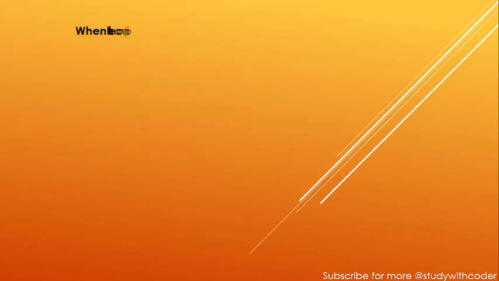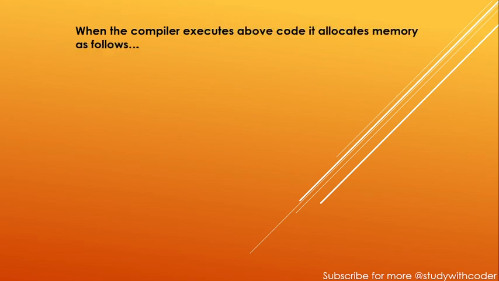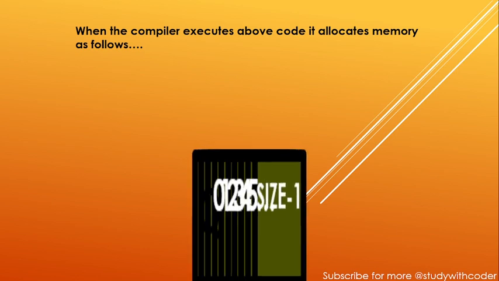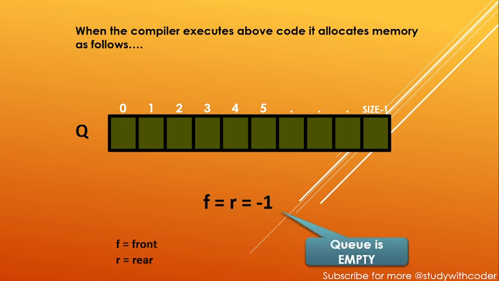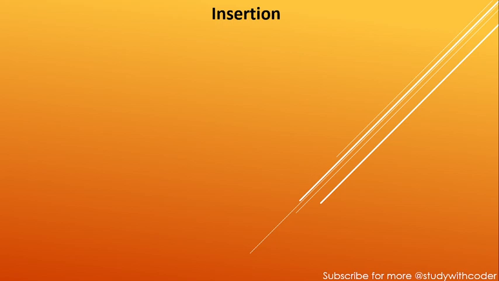So when we compile and execute the above code, it allocates memory as follows. Here Q is the queue with element indices 0, 1, 2, 3 up to size minus 1. F means front, R means rear, and F equal to R equal to minus 1. Then the condition is that Q is empty.